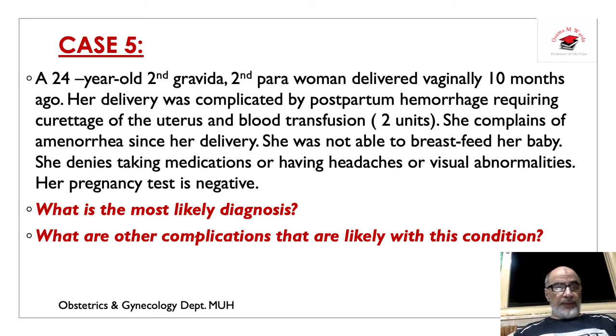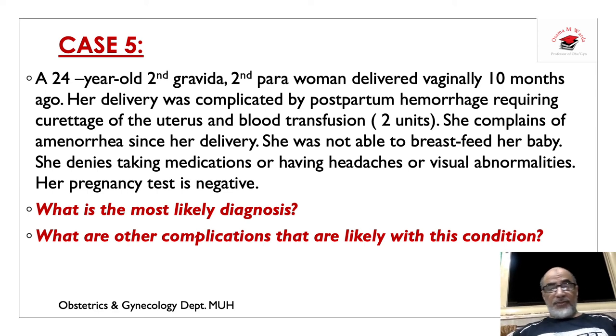Case 5. A 24-year-old second gravida, second para woman delivered vaginally 10 months ago. Her delivery was complicated by postpartum hemorrhage, requiring curettage of the uterus and blood transfusion of two units. She complains of secondary amenorrhea after her delivery. She was not able to breastfeed, so there is no lactation. She denies taking medications or having headaches or visual disturbances. Her pregnancy test is negative.